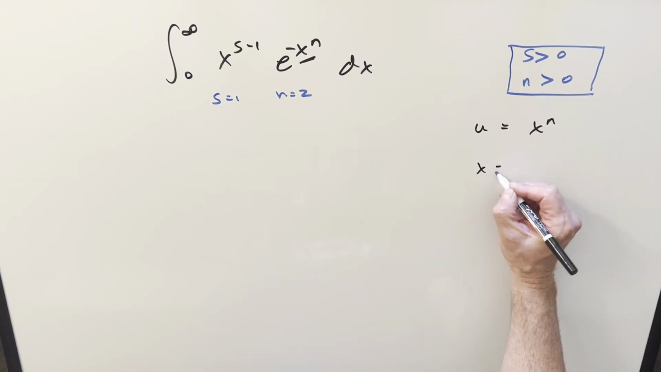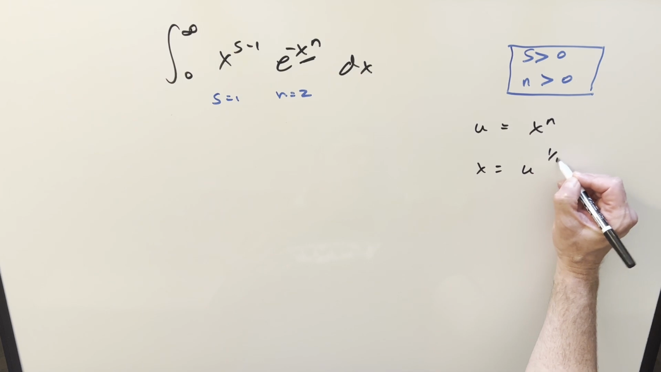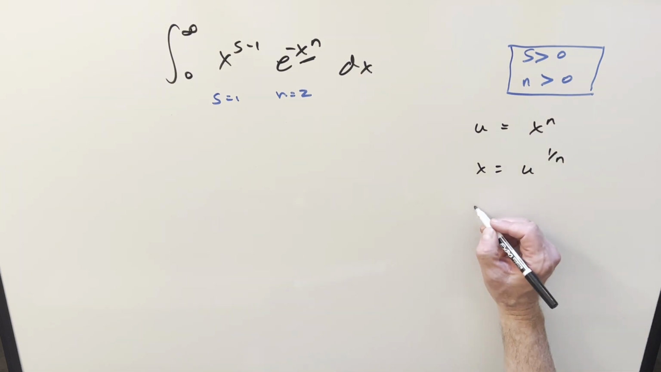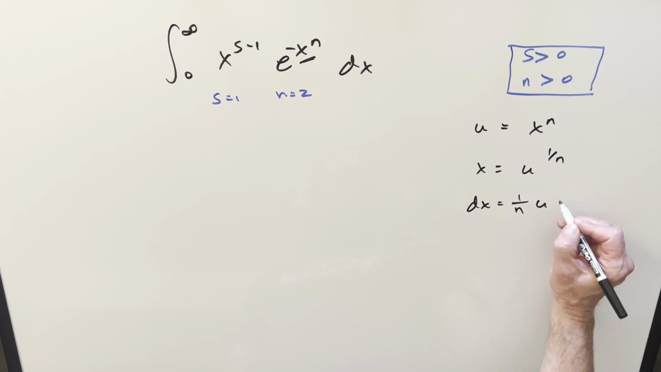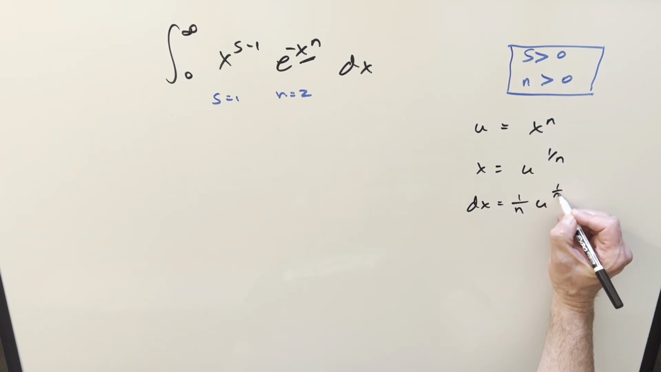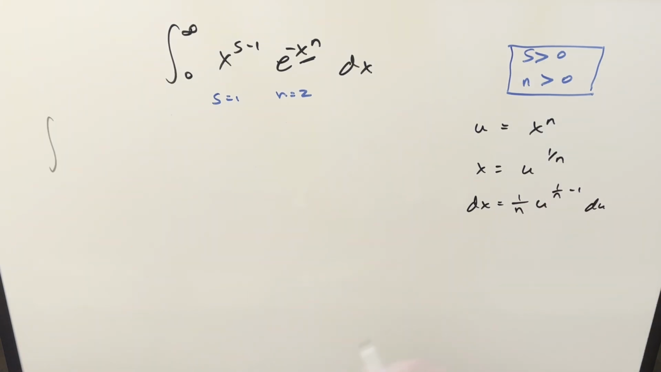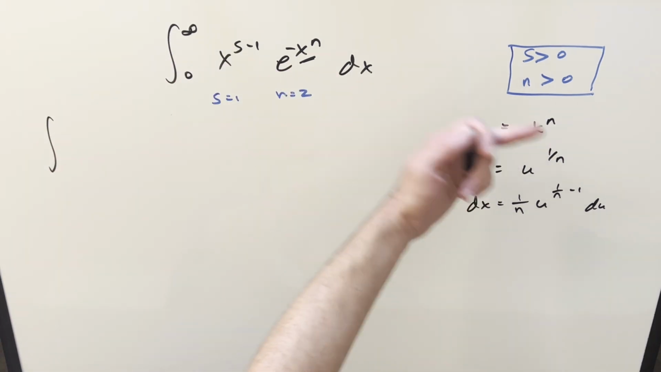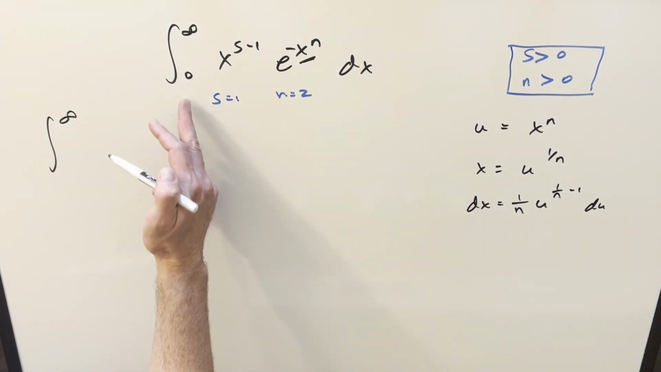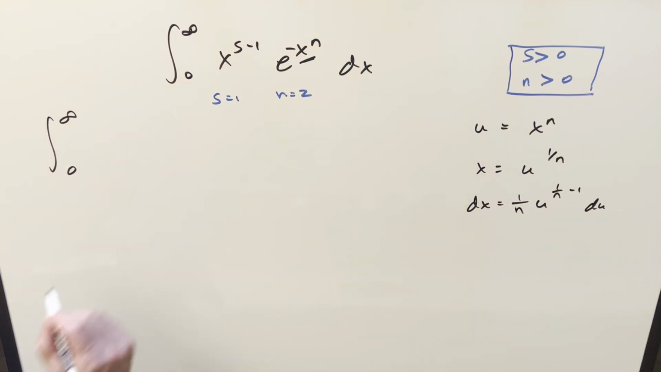Solve for x, then we have x equals u^(1/n). And then I'll take the derivative, dx, just power rule. This is going to be (1/n) u^(1/n - 1) du. So I'll go ahead and substitute the limits: infinity to the n is still infinity, and when you plug 0 in, that's still 0.